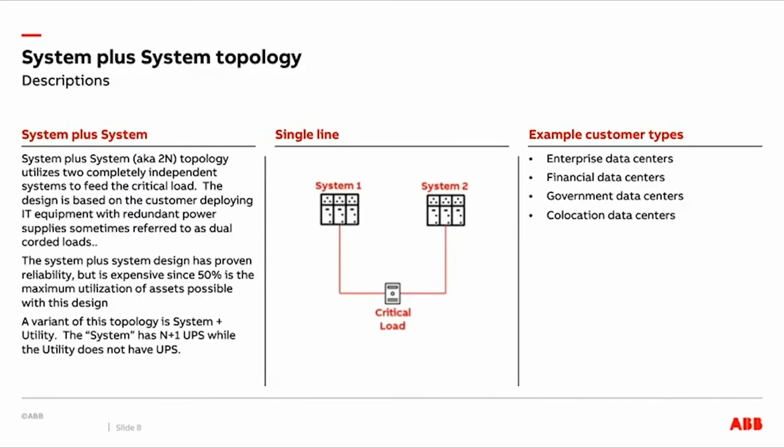System plus system offers high reliability with concurrent maintainability. It consists of two independent paths or systems, so sometimes it's referred to as a two-end system. Each system is designed to carry the full load. This system also uses dual-corded IT loads. This means each server, storage device, or network switch has two power supplies inside the device. Either power supply can provide the required power to the load.